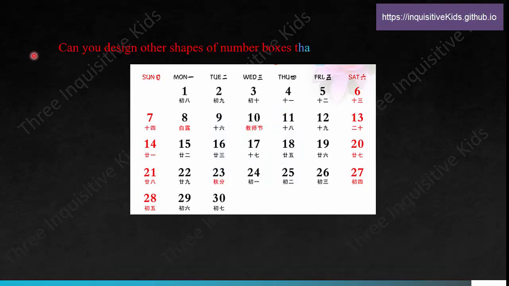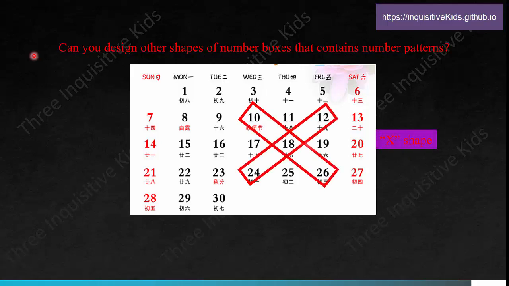So finally, can you design other shapes of number boxes that contain the number patterns? Can you yourself design any? Well, for me, the others seemed like they were symmetrical in some way. I'm just going to try to play around with it, make cross signs. And for me, I made the X shape.